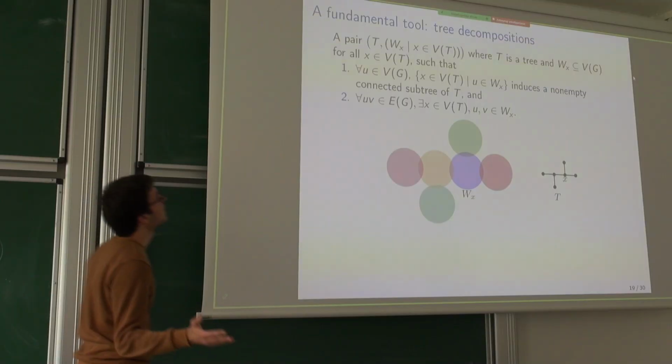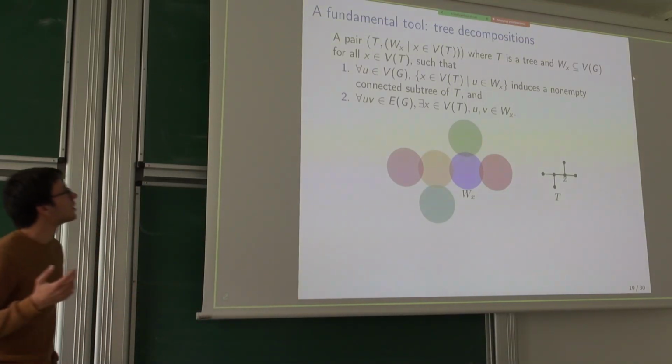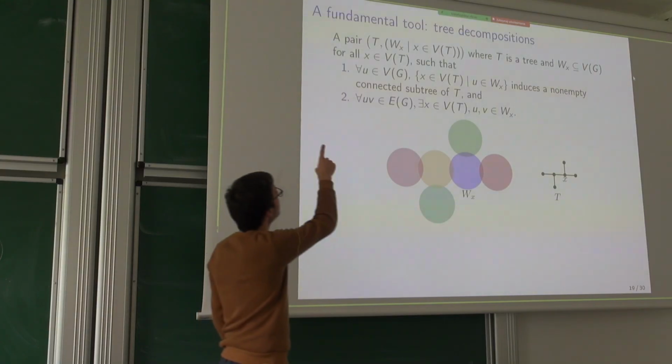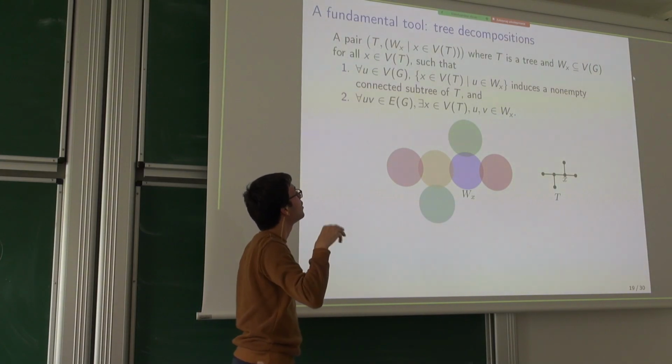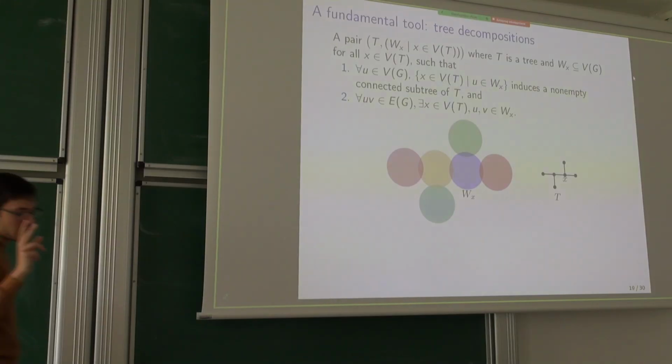I think it's now unavoidable. So a tree decomposition of a graph G is a pair where you have a tree T and a family W_x for x in V(T), which is a family of subsets of vertices of G. And you have two conditions.